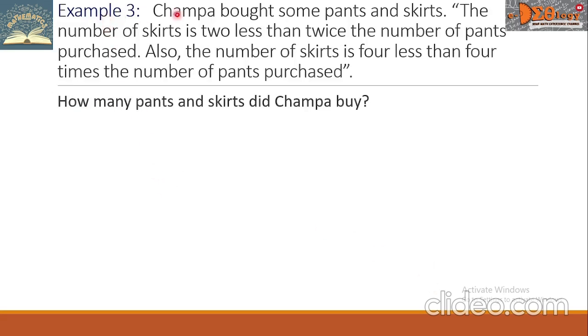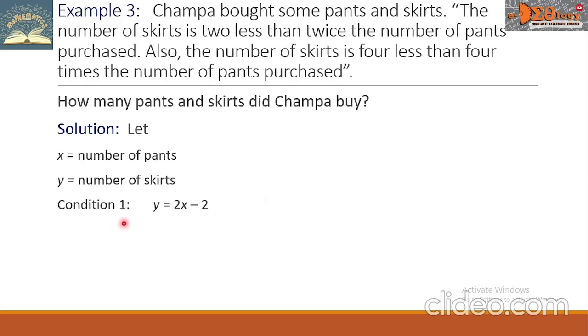Example 3. Champa bought some pants and skirts. The number of skirts is 2 less than twice the number of pants purchased. Also, the number of skirts is 4 less than 4 times the number of pants purchased. How many pants and skirts did Champa buy? We let x be the number of pants. We let y be the number of skirts.